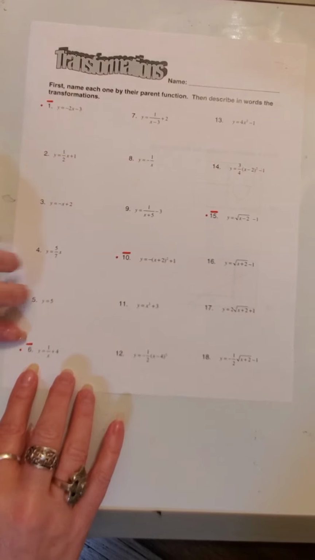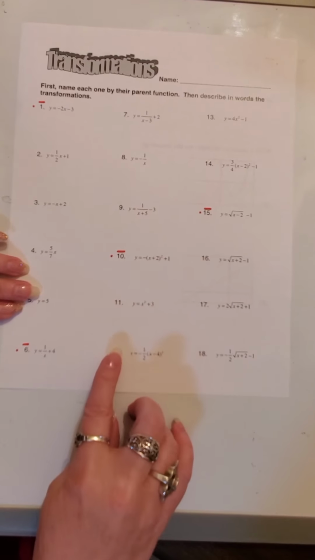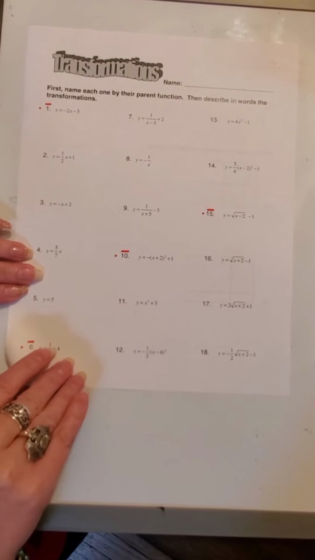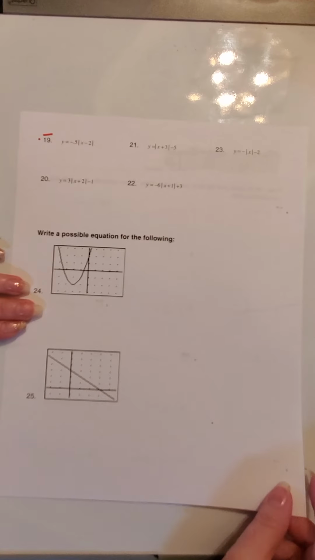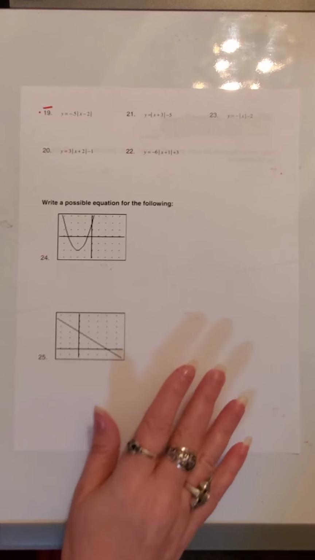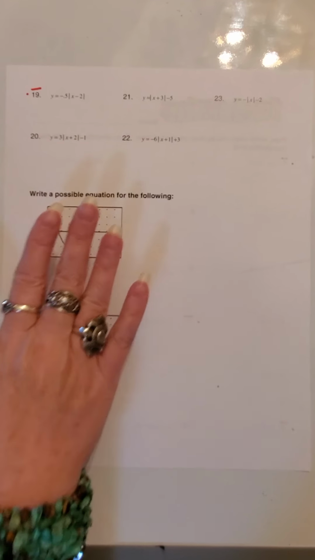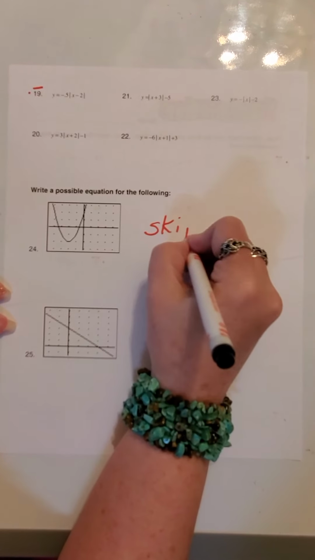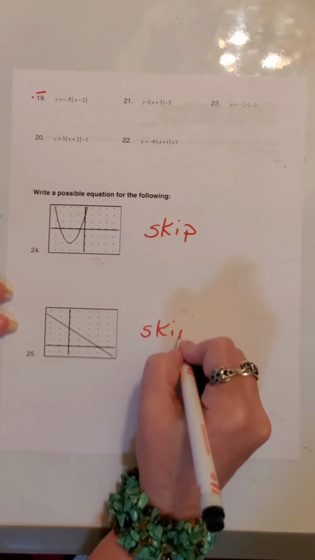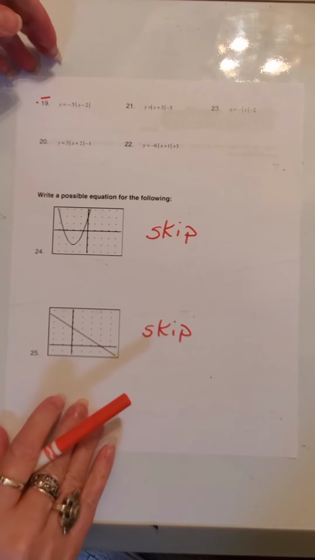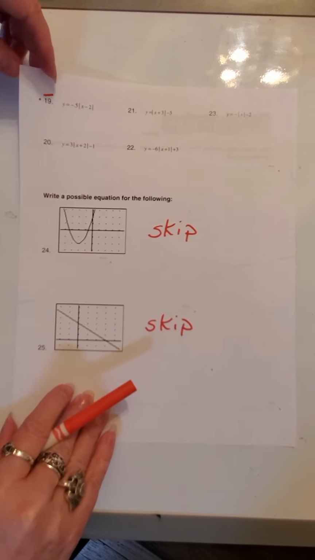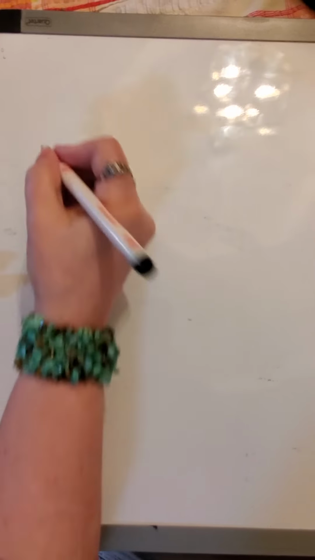6 through 9 is the same type of function. 10 through 14 is the same type. 15 through 18 is the same type. And then here on the back, 19 through 22 is the same type. And I'm not going to make you do these two, so you can skip these. Okay, I'm going to do a few of these with you. And then, like I said before, I want you to do the odds and upload a picture of that to me. But let's start with number 1.